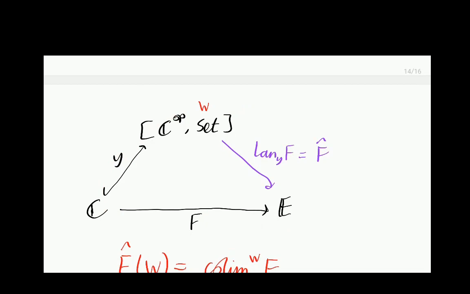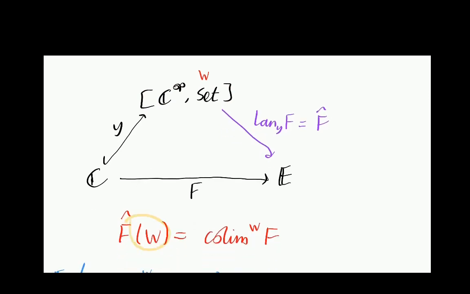Well, this f hat here, this Lan_Y f, this is sometimes called the Yoneda extension of this functor f. And it turns out that this is related to another of these super powerful categorical concepts, and that's the idea of a weighted colimit. So the connection is pretty simple. If we have a functor W in this category up here, this category of presheaves, if W is a presheaf basically, well, when we do f hat on W, we can call that result the W weighted colimit of f. And so this is this idea of weighted colimits.